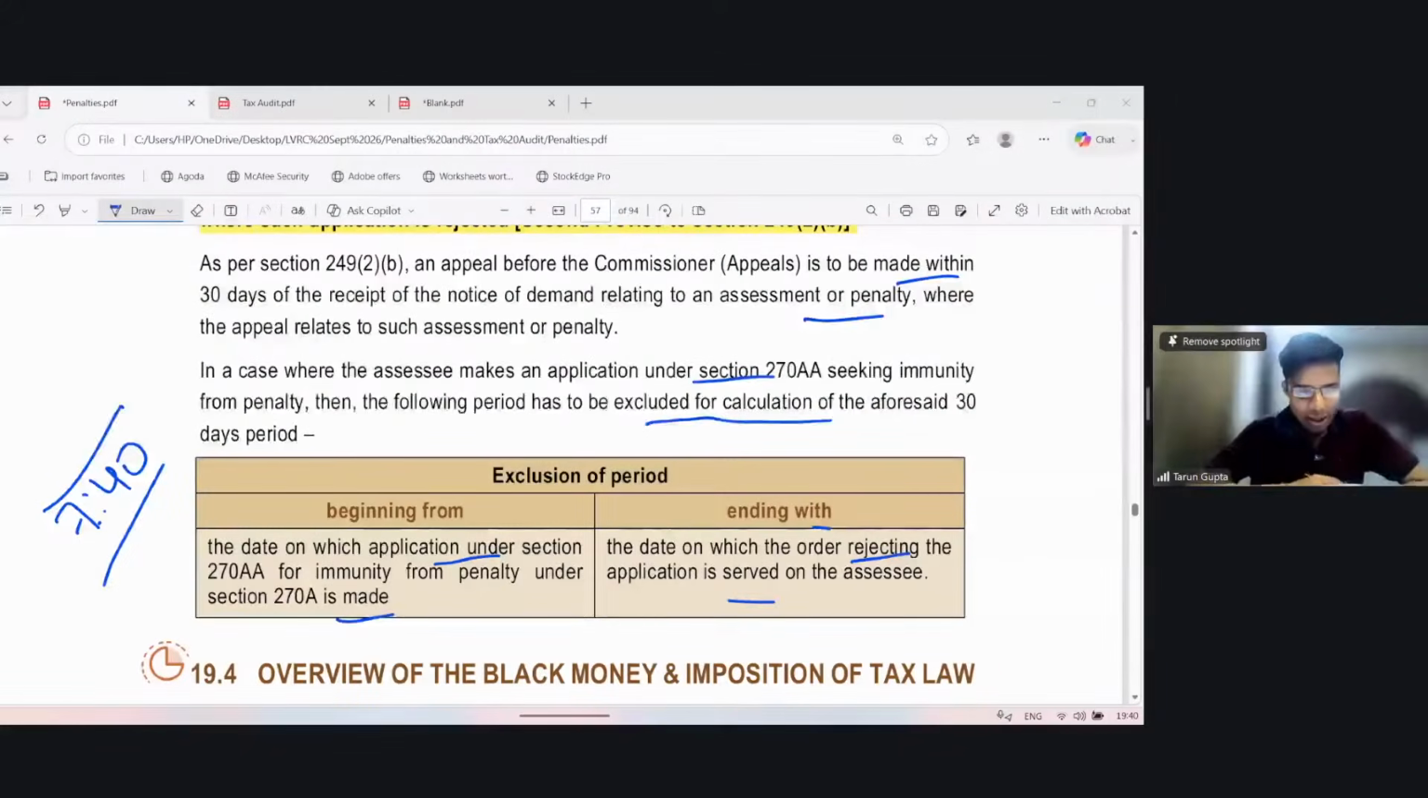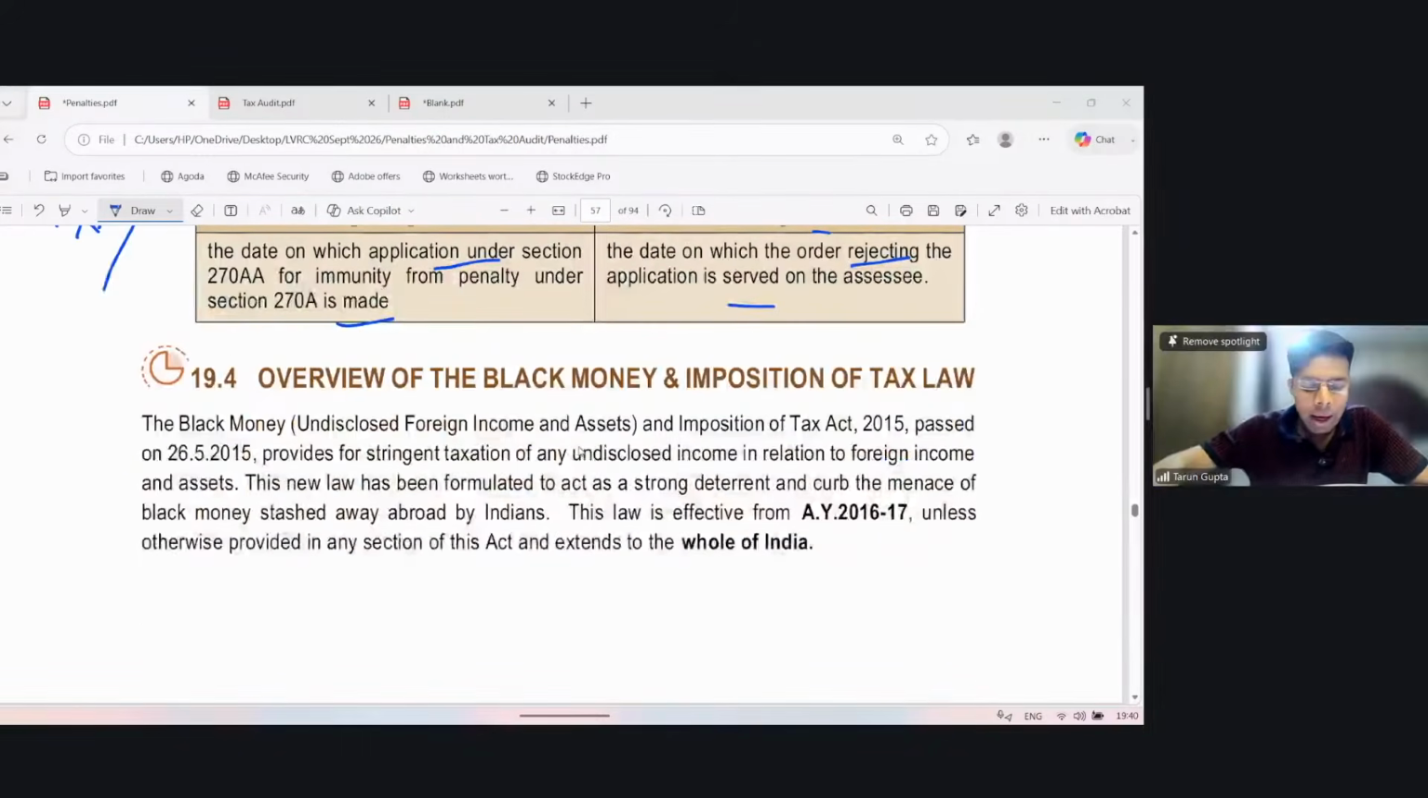So we have already discussed penalty and prosecution, right? The provisions related to penalty and prosecution. Now, in addition to penalty and prosecution, there is a very strict act which has been introduced by the government by the name Black Money and Imposition of Tax Law. Okay. So the Black Money, Undisclosed Foreign Income and Asset, and Imposition of Tax Act 2015.